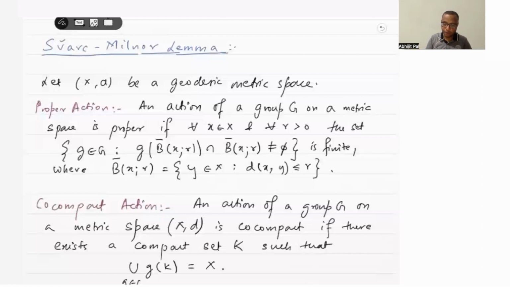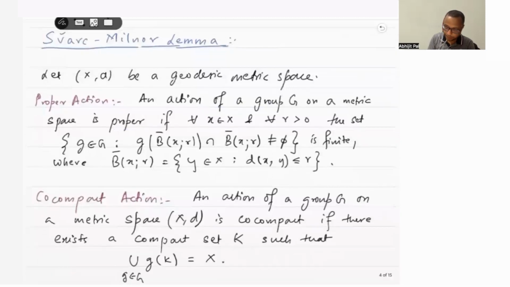Let us begin with the definition of proper action. Let X be a geodesic metric space. An action of a group on this metric space X is said to be proper if for all elements x and for all positive numbers R, the set consisting of all group elements g such that g of the closed ball around x of radius R intersects the closed ball around x of radius R is finite. So the set of translations of this closed ball which intersect this closed ball around x is finite. Then we call this action of the group on the metric space X proper.